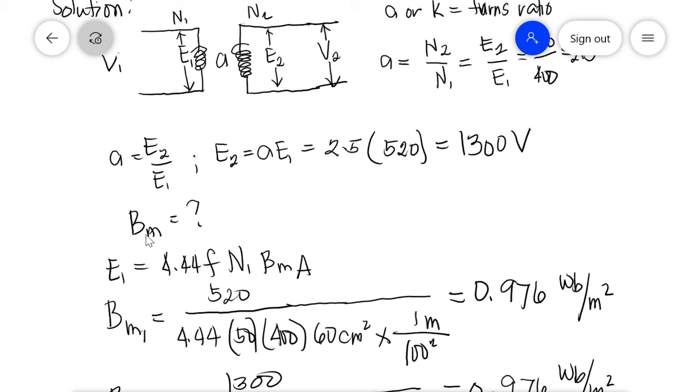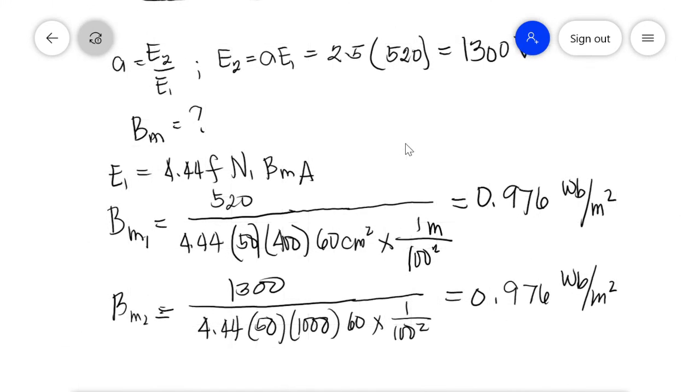So dapat magkapareho yung makukuha mong Bm sa primary and secondary. Of course, that is the same transformer, the same area yung ginamit na transformer. So dapat pareho yung makuhang Bm sa E1 at saka sa E2, or primary and secondary.